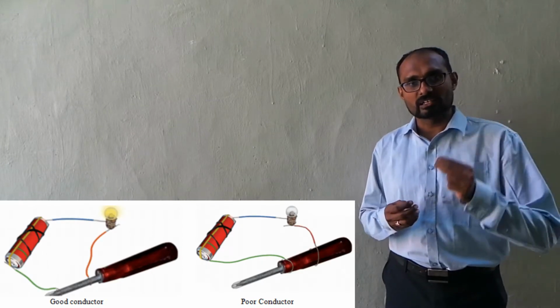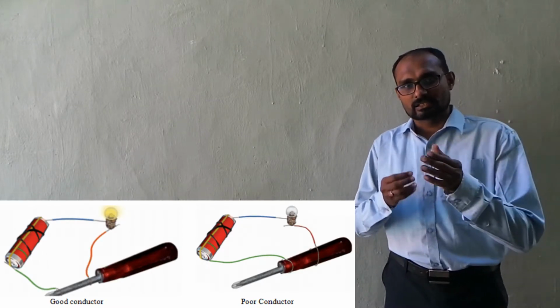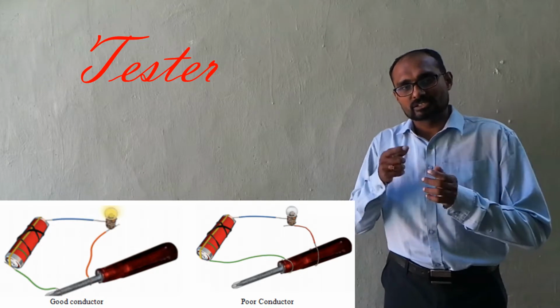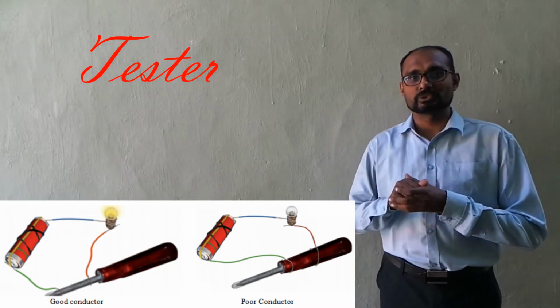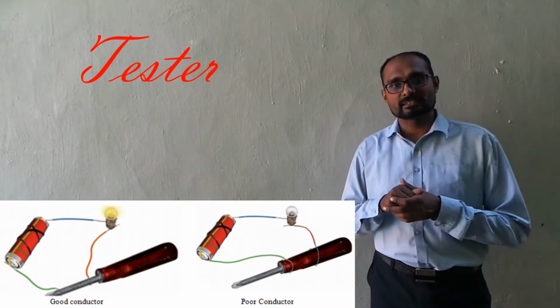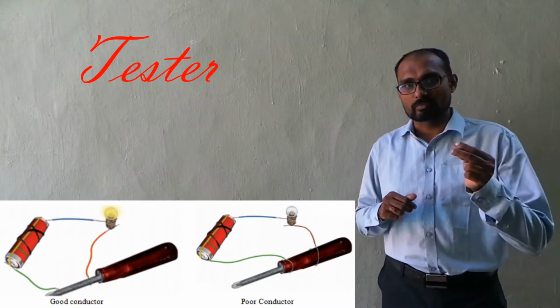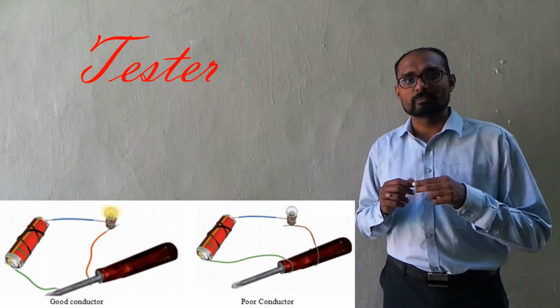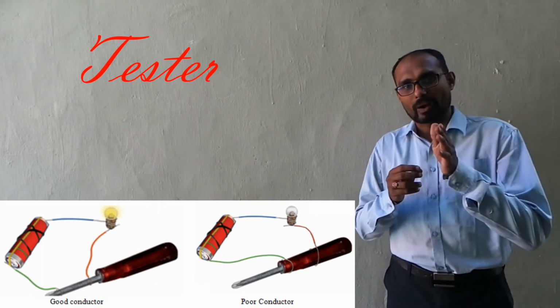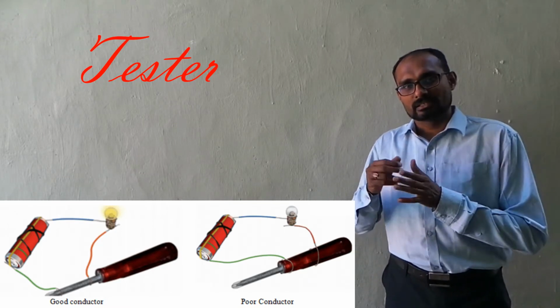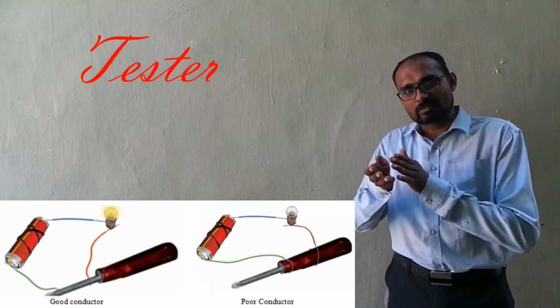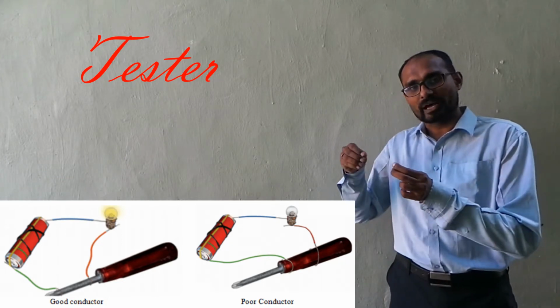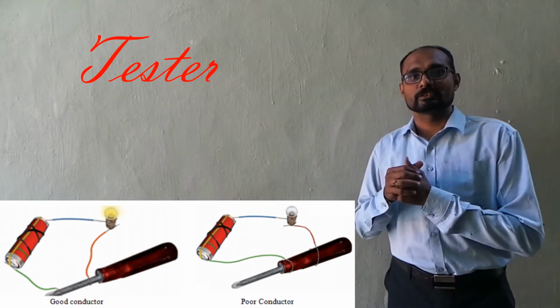a small bulb, connected it to a battery through wires and a screwdriver. We have connected the positive terminal of the battery with a free wire. The negative terminal of the battery is connected to one terminal of the bulb. The other terminal of the bulb is connected by means of a wire to the screwdriver.